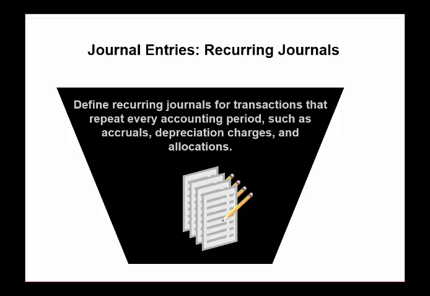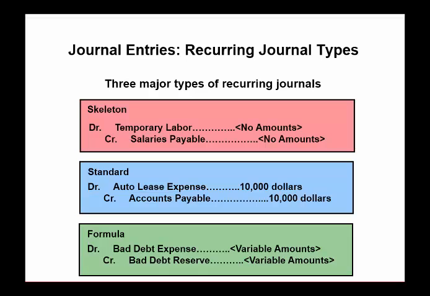So again, you define how you will calculate the depreciation amount at the beginning, and then the system will automatically post the depreciation charge every month. So you can see that there are actually 3 types of recurring journal entries.